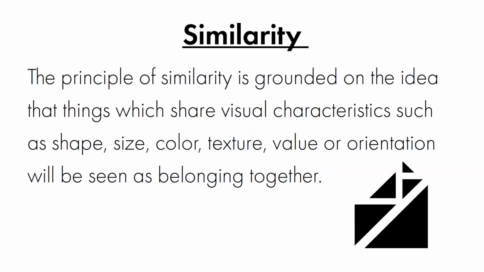Next, we have similarity. Similarity is grounded on the idea that things which share visual characteristics such as shape, size, color, texture, value, or orientation will be seen as belonging together.